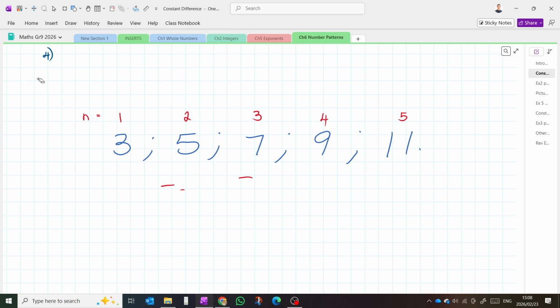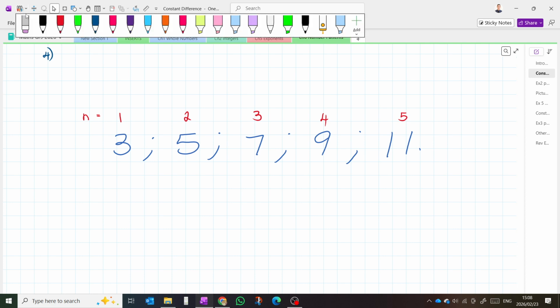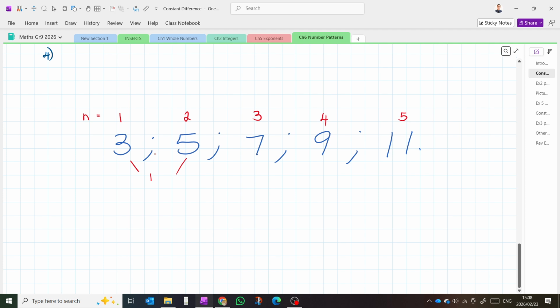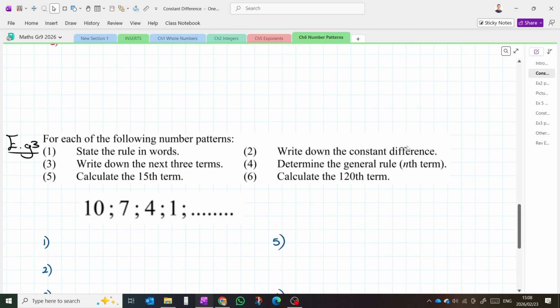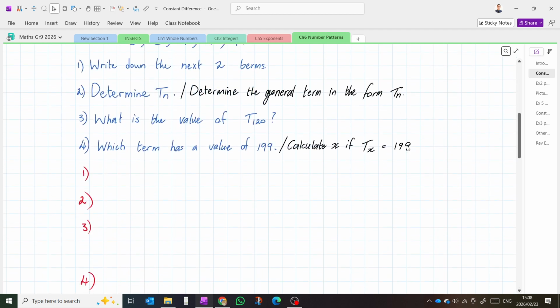Okay, but before we get there, let's actually just have a look. Our first question asked us to find the next two terms. Now you should be able to have a look at this, 3, 5, 7, 9, 11, and you should be able to see that between each term we are adding 2. Just an addition of 2. So we can keep that pattern going from 11. I'm going to jump right to the top again, and let's fill that in here.